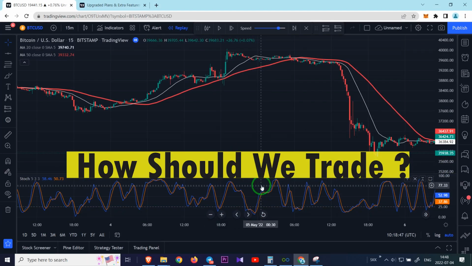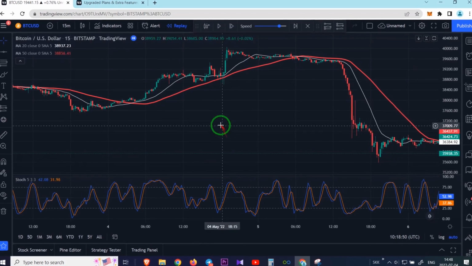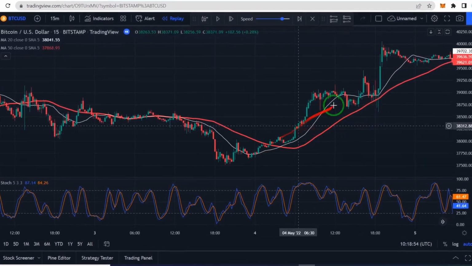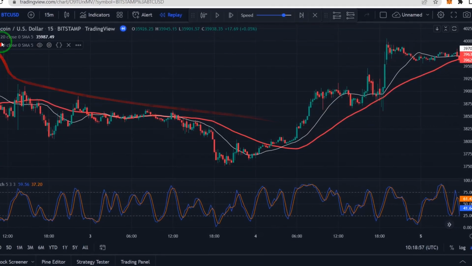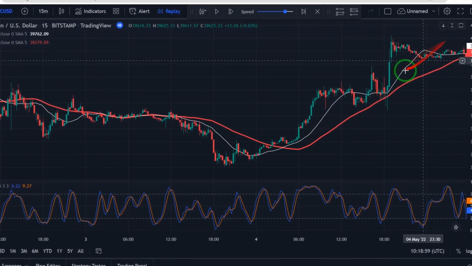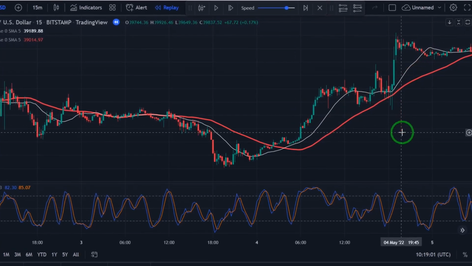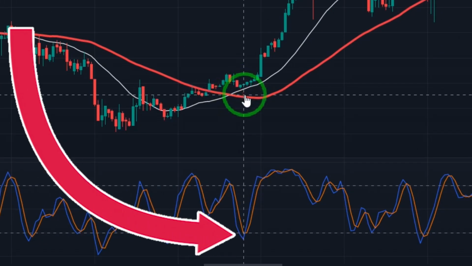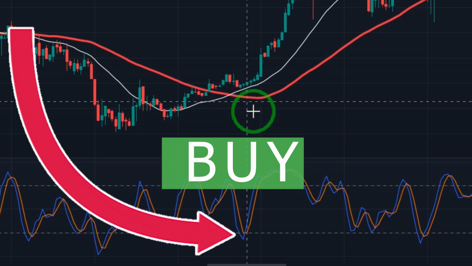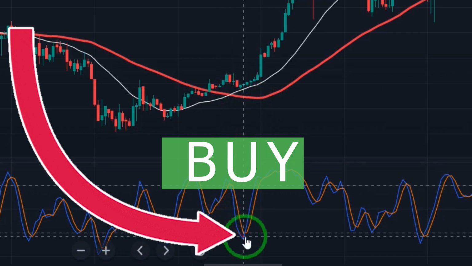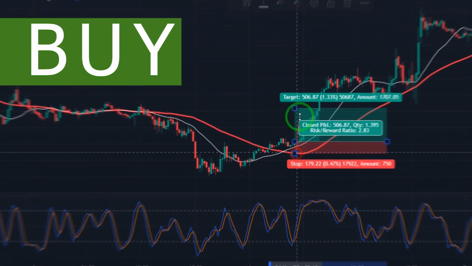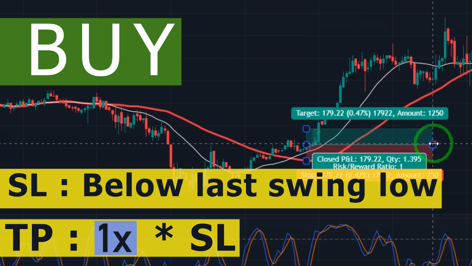Now, how should we trade? In the first step, we need to find the direction of the trend by moving averages. For example, as you can see, we have an uptrend here, because the 20 moving average is above the 50 moving average. Now, wherever in the stochastic, oversold happened and after that, the stochastic blue line crosses the orange line upwards, we enter the buying position. Here you can see that the conditions are met and we open a buy position. We place the stop loss below the previous swing and the take profit equal to the stop loss.